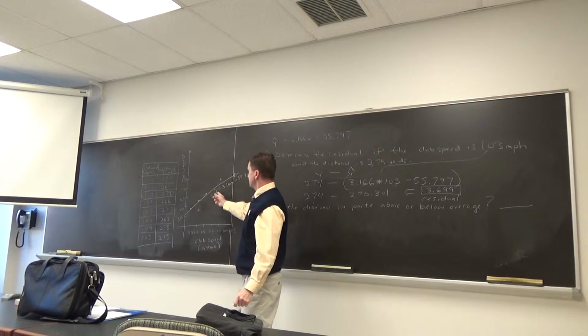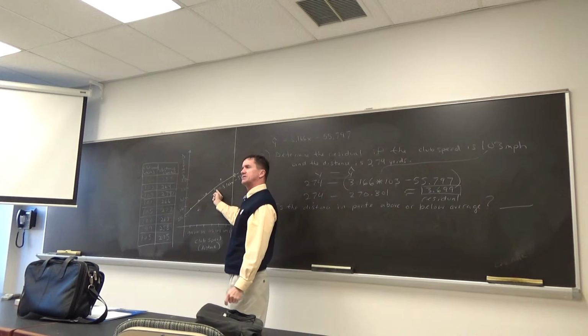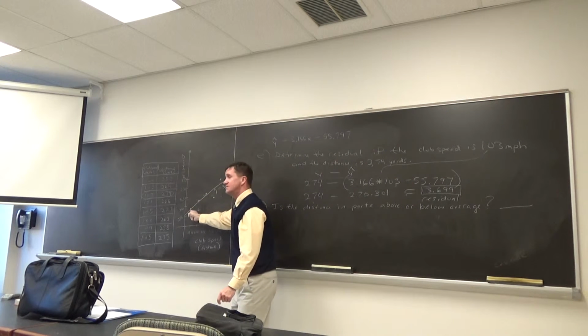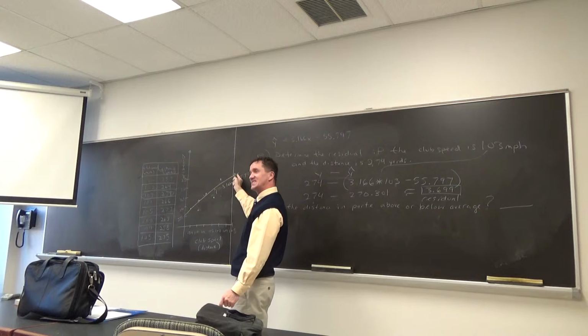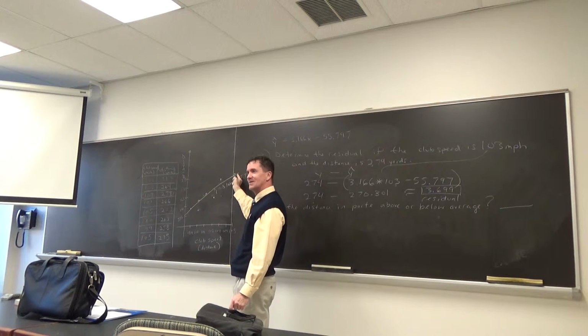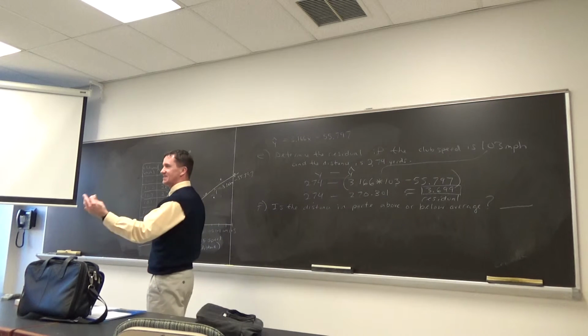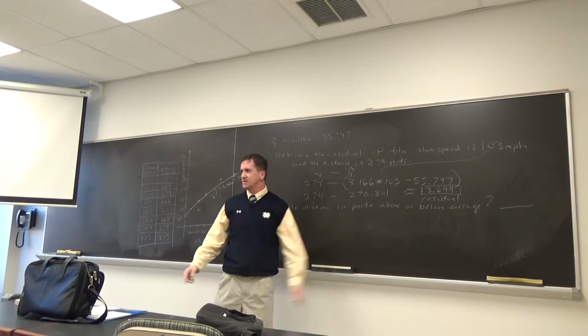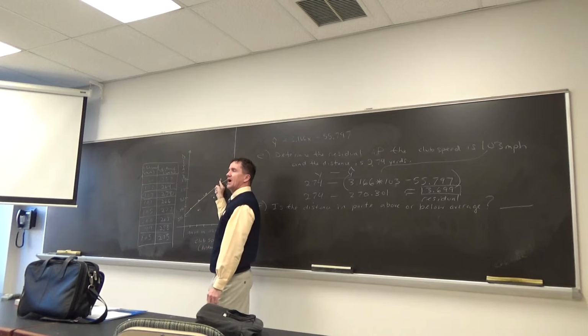So I've called this the least squares regression line. Sometimes I just call it the regression line. But feel free to call this the line of averages. You can think of that as the line of averages. So, think about this question. Is that distance in part E, the 274 yards, above or below average? Above. Well, we can see it.